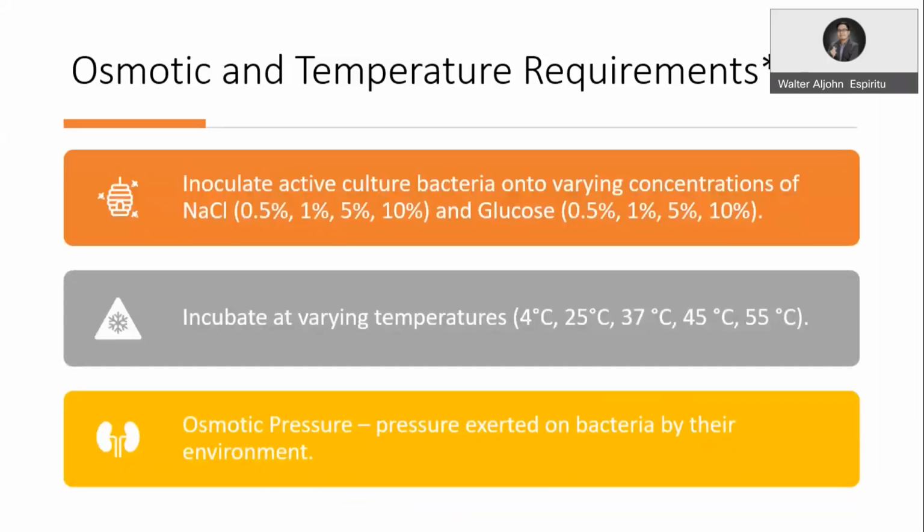Here you will use varying concentrations of salt and glucose, all in nutrient broths. So your nutrient broths are modified in order to contain these particular concentrations of salt and sugar. Then incubate them at varying temperatures to assess which temperature will give the optimum growth. And here you'll be assessing the osmotic pressure.